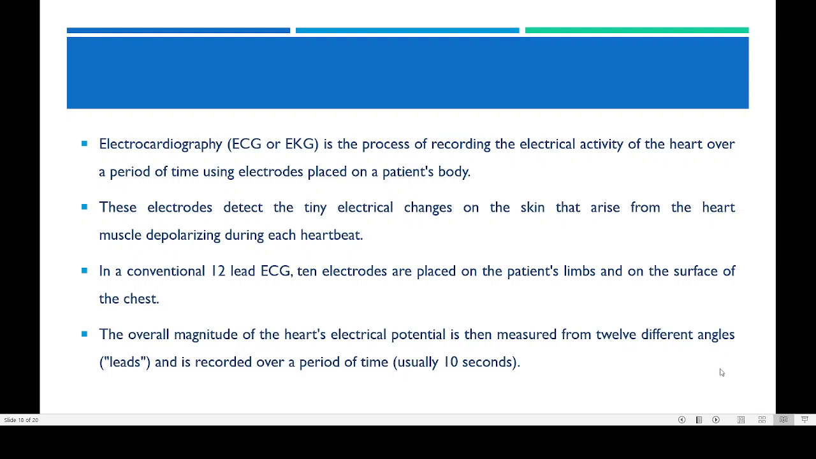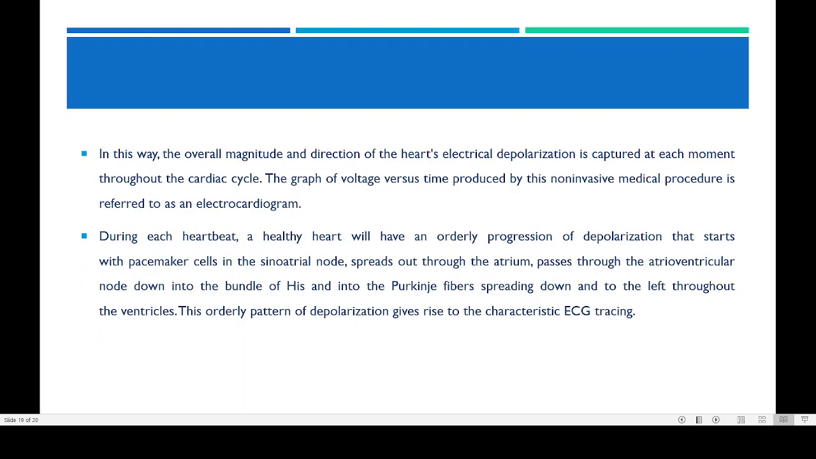They are measuring the electric current over a period of time, usually 10 seconds. So for a period of 10 seconds, the doctor will be measuring the tiny electric current coming from different heart muscles, by placing these electrodes on 10 different parts of the body. There they will get an idea of how the heart is working. In this way, the overall magnitude and direction of the heart's electrical depolarization is captured at each moment through the cardiac cycle. The graph of voltage versus time produced by this non-invasive medical procedure is referred to as an electrocardiogram.